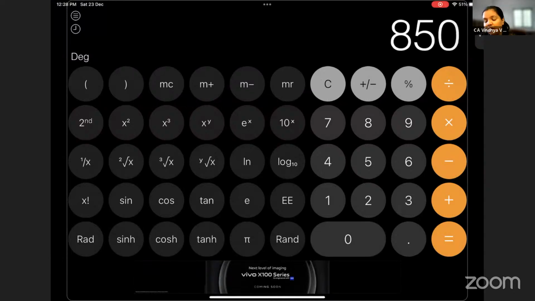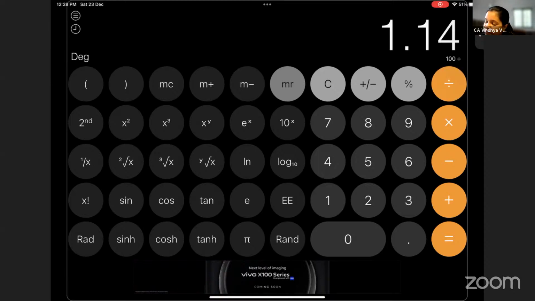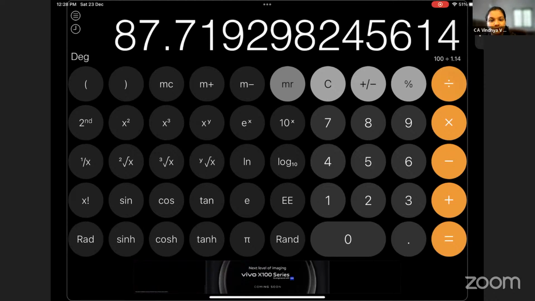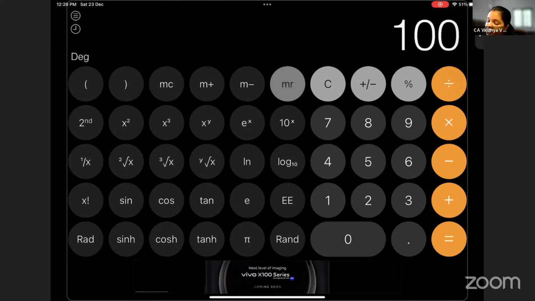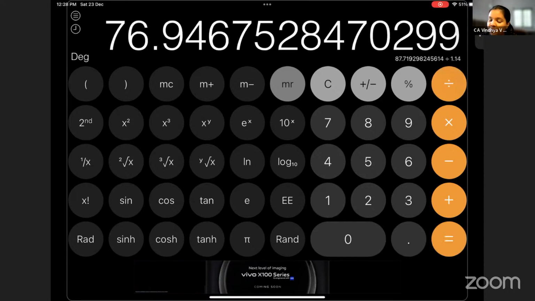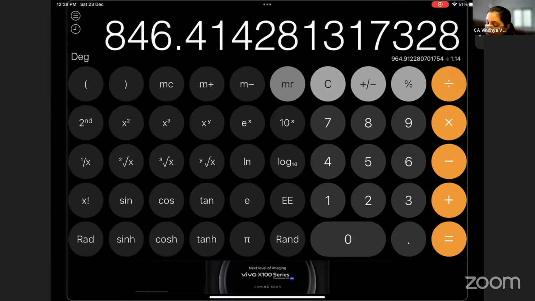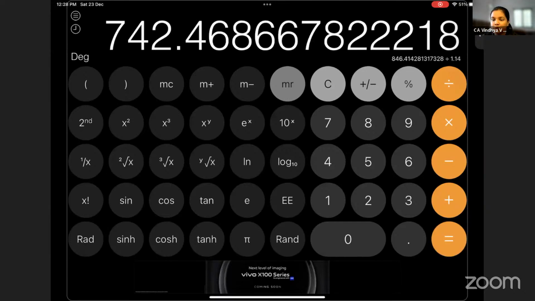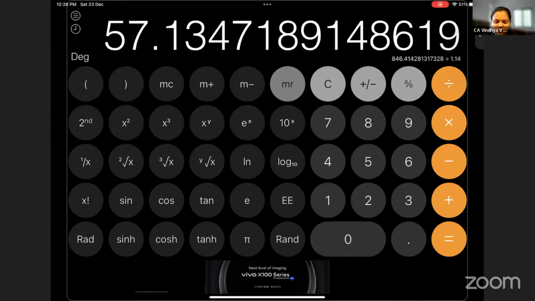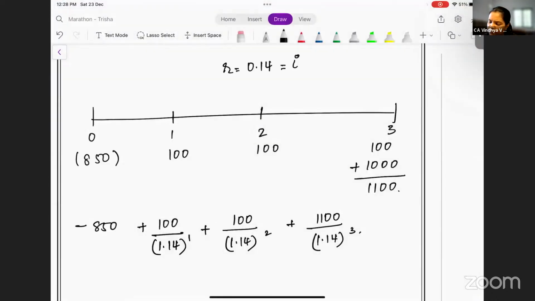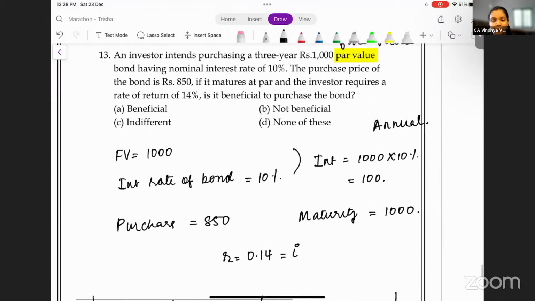First you have 850, which is negative, so M minus. Next you have 100 divided by 1.14 is equal to, which is M plus. Next you have 100 divided by 1.14 to the power 2, which is again M plus. Next you have 1100 divided by 1.14 to the power 3, again M plus. Total done. Now recall the memory. You will get 57 rupees. So can I say it is beneficial to purchase the bond?